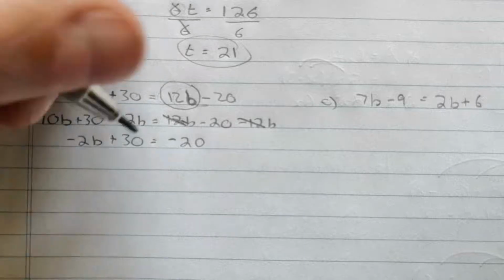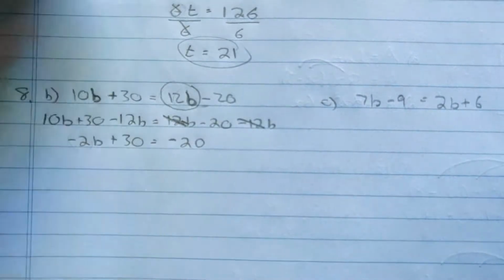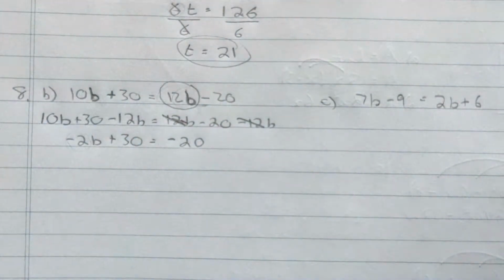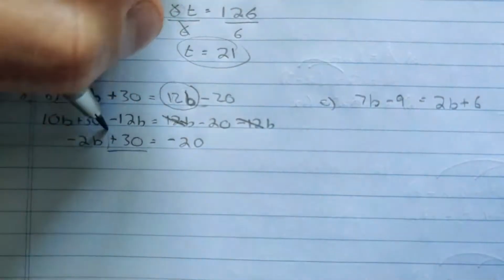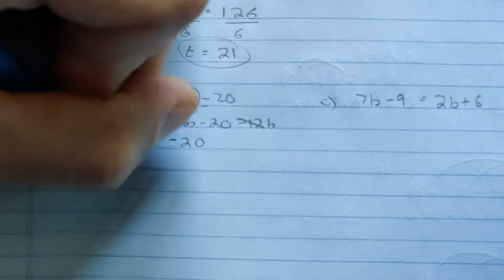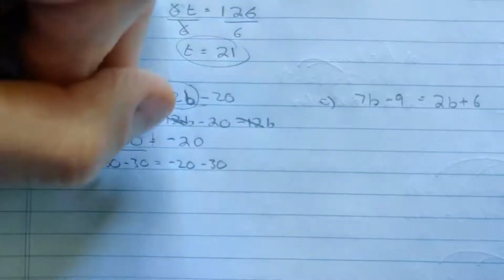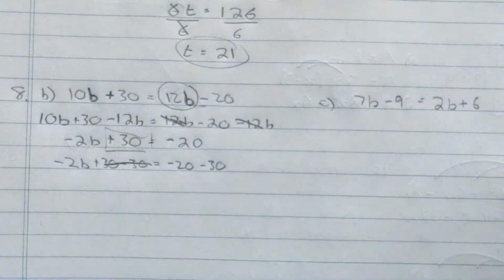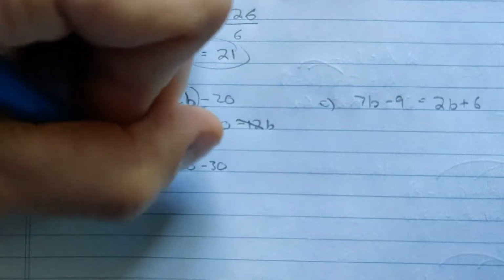And so we would multiply by negative 2, then add the 30. So to reverse it all, we're going to get rid of the plus 30 first. So negative 2b plus 30 minus 30 equals negative 20 minus 30. Those will get rid of each other. We're going to be left with negative 2b.